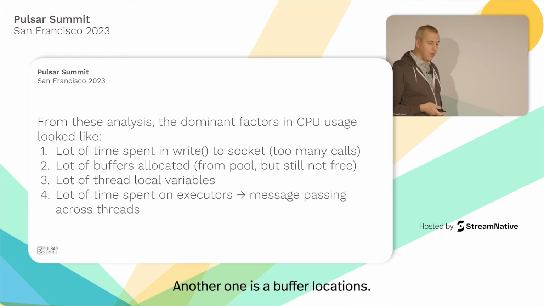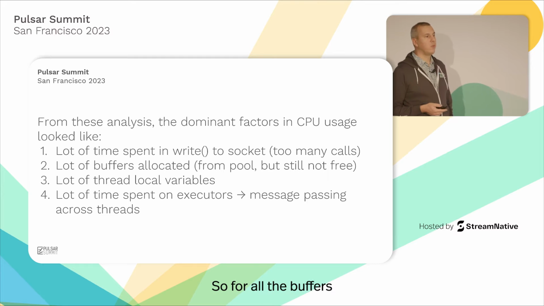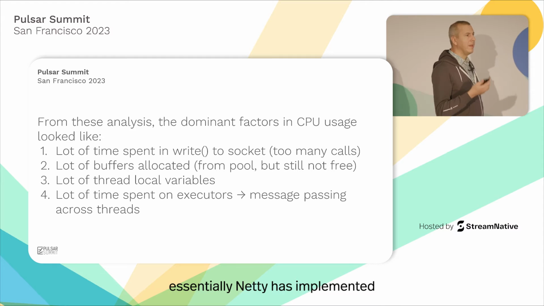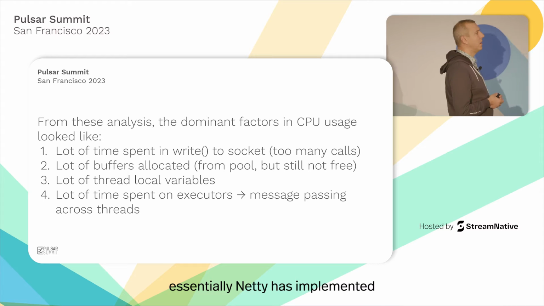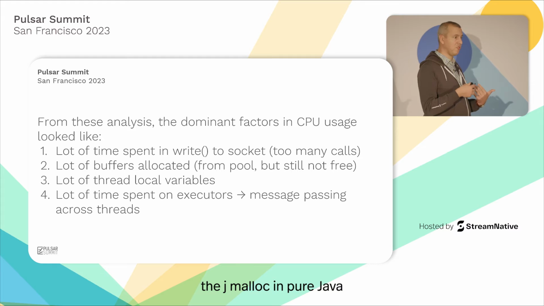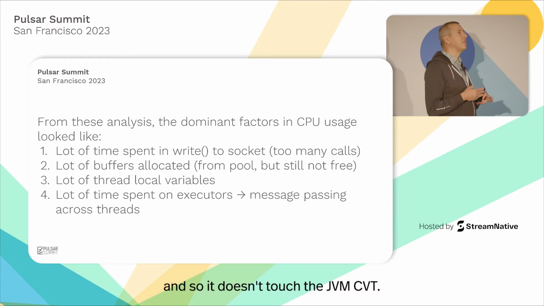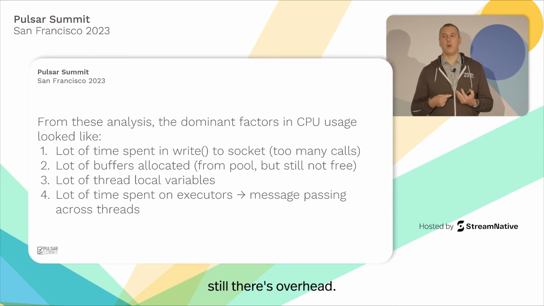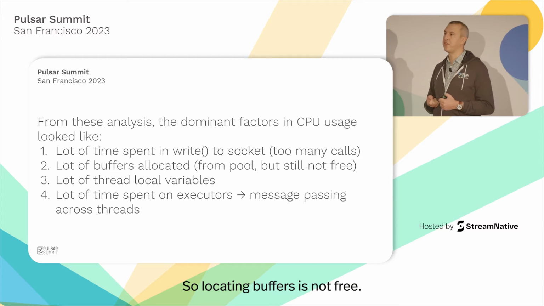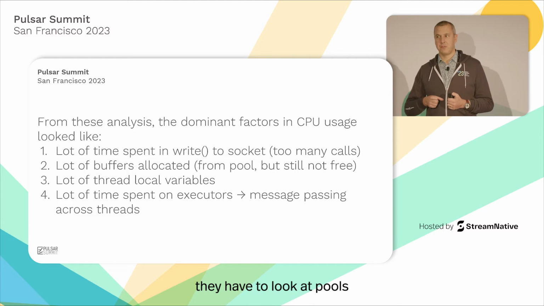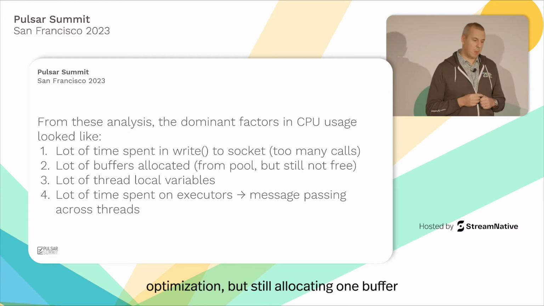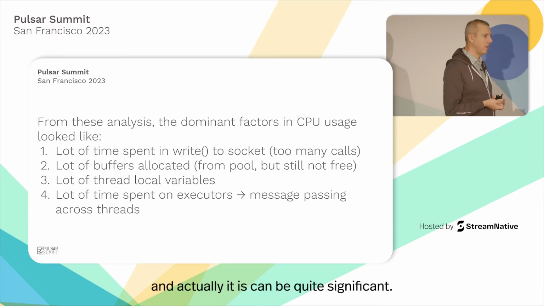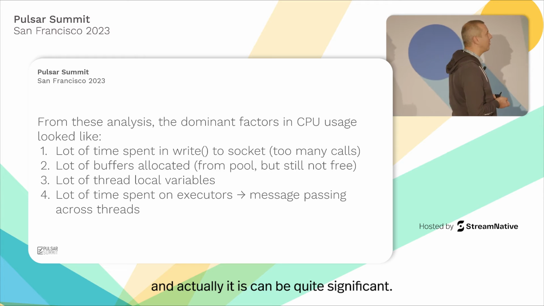Another one is buffer allocations. For all the buffers, we use Netty, which has its own buffer pooling. Essentially, Netty has re-implemented jemalloc in pure Java, so it doesn't touch the JVM GC, but there's still overhead. Allocating buffers is not free. They have thread-local pools and all this optimization, but still allocating one buffer and getting it back to the pool has a non-zero cost, and can actually be quite significant.